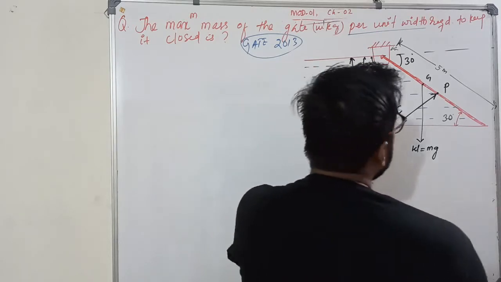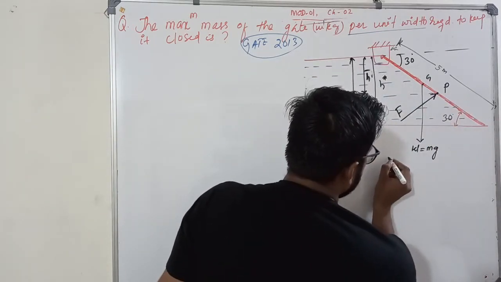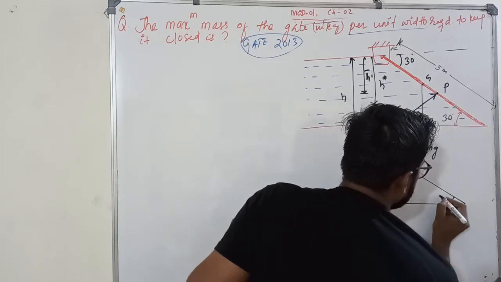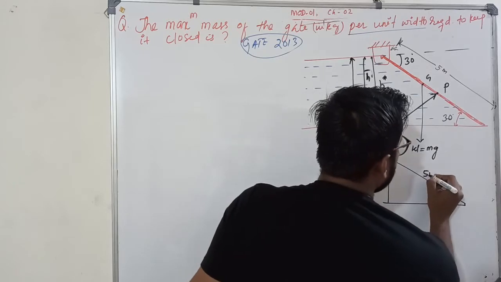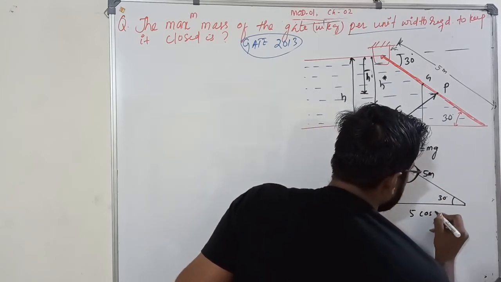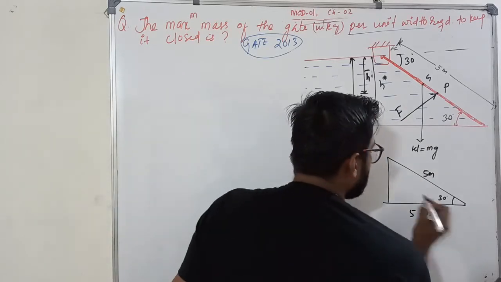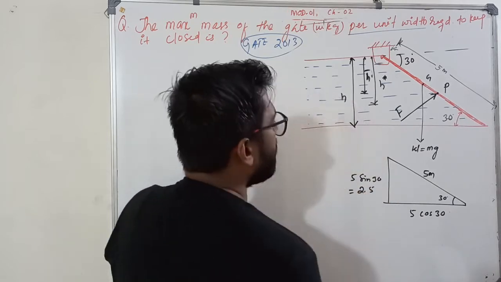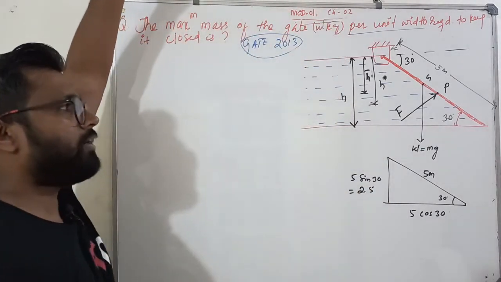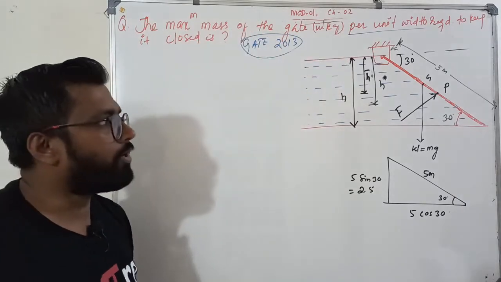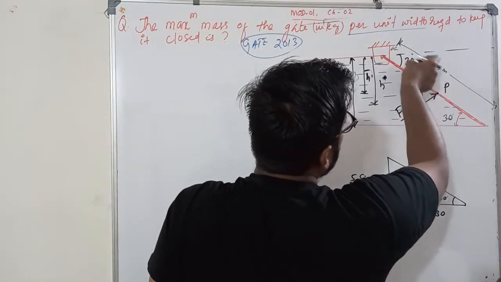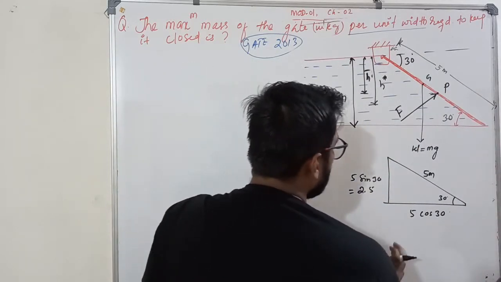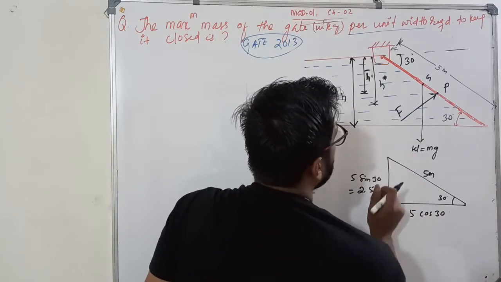Very good. Now I want to draw this here. So this angle is 30, and this is 5 meter. So how much is this? It is 5 cos 30. What is this? This is 5 sin 30. What is 5 sin 30? It is 2.5. So this total height is 2.5. Even if you go like this, this is 2.5. This is also 2.5. Understood?